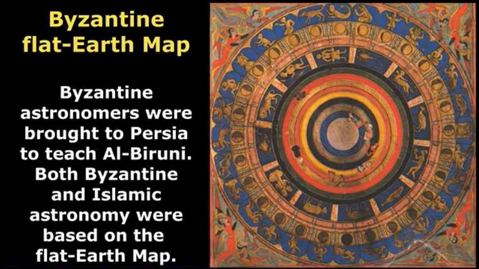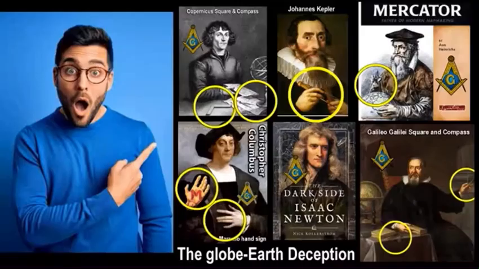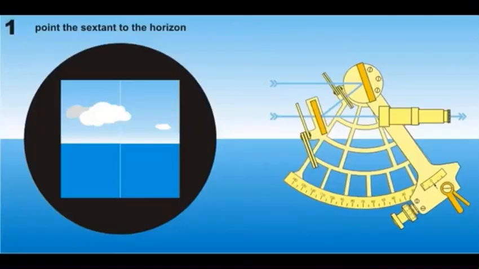The spinning ball earth did not come along until Copernicus, a priest, invented the ball earth concept in 1543. The sextant came along in 994 AD. That is 549 years before the ball earth was invented. Just a quick reminder here. Coincidentally, all the creators of the spinning ball earth posed with Freemasonic tools. Just saying it. Is it just a coincidence?